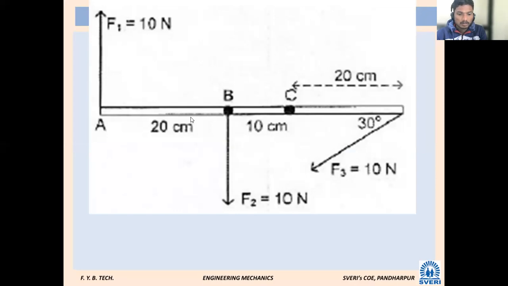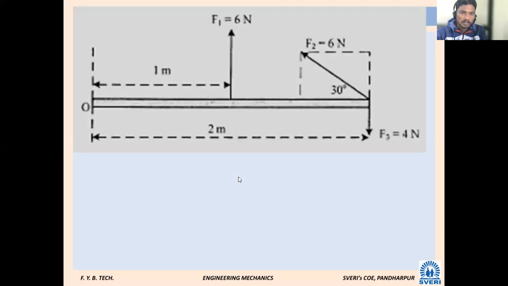Is it solved or was it given for homework? This one was given for homework or not? Next one. This we have solved, and this was given for homework. Okay, so what were we supposed to find in this?